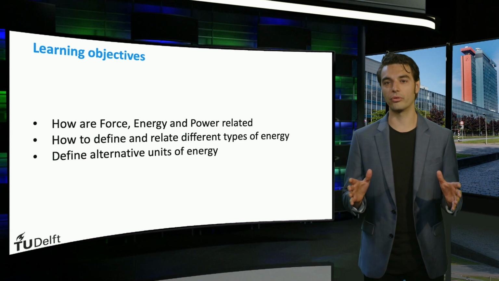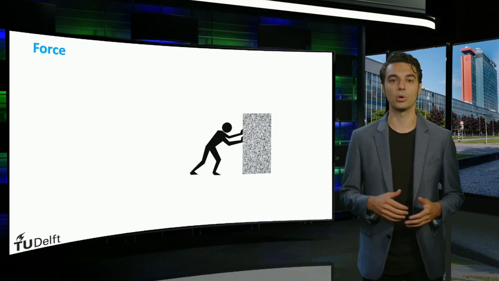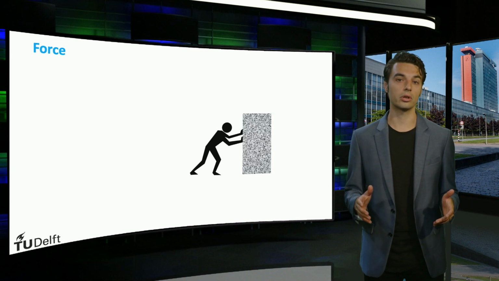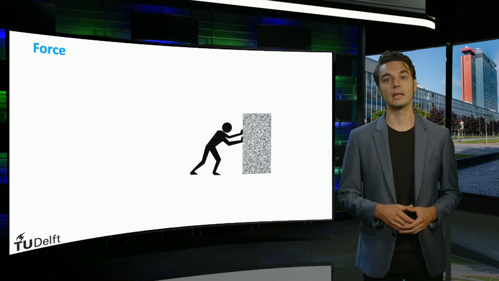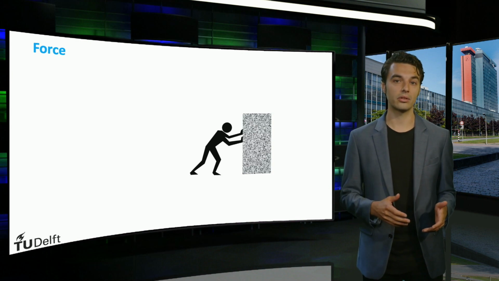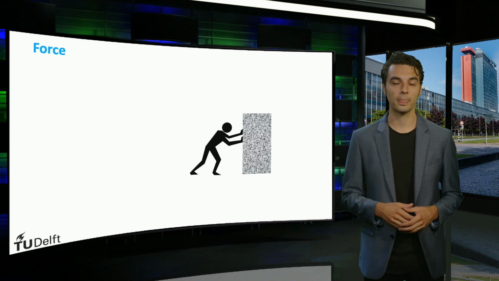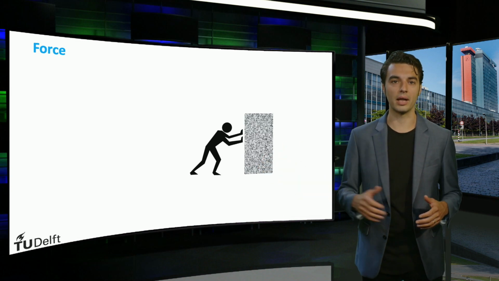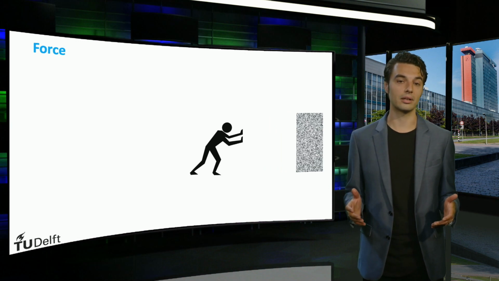We will start with the force. The force can be defined as any influence on an object that changes its motion. A force is exerted as a result of an interaction between two or more objects. The objects can be in physical contact or at a distance, like gravitational forces or magnetic forces. In this figure, a very strong man exerts a force on a granite block. The force causes the block to accelerate.